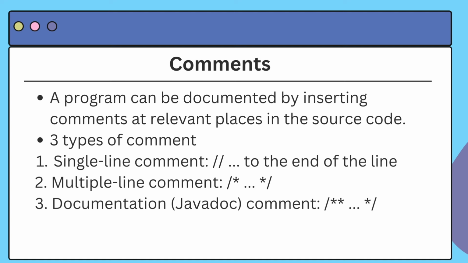All right. So now let us talk about comments. A program can be documented by inserting comments at the relevant places in the source code. All right. So there are three types of comment to document a program. The first one is the single line comment. The second one is the multiple line comment, and the third one is the documentation comment. And the compiler simply ignores the comments. That is, it is not executed. So we will look at the first two comment types in detail.